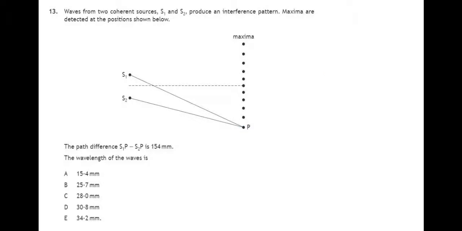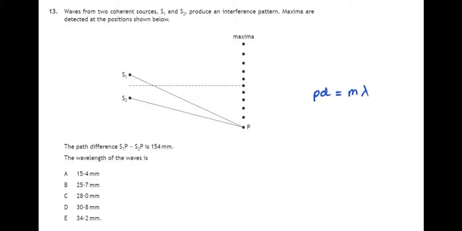Number 13. Waves from two coherent sources, S1 and S2, produce an interference pattern. Maxima are detected at the positions shown below. The path difference S1P to S2P is 154 millimeters. So, as we can see there, we're at this point P, which is obviously a little further from source 1 than it is from source 2. It is 154 millimeters further from source 1 than from source 2.